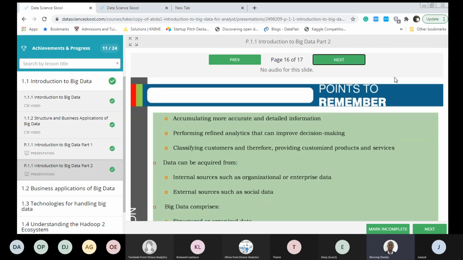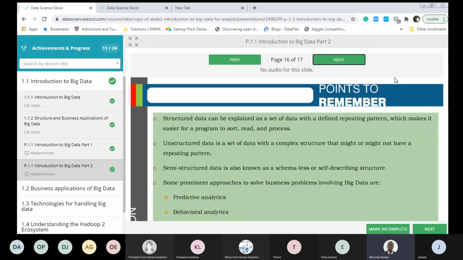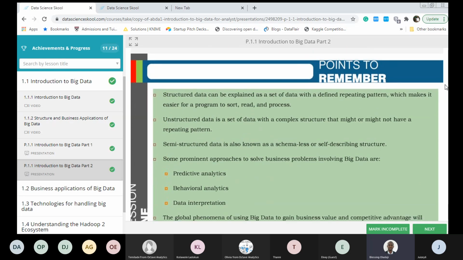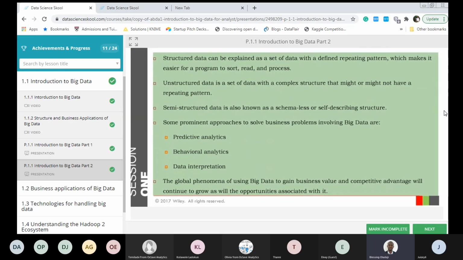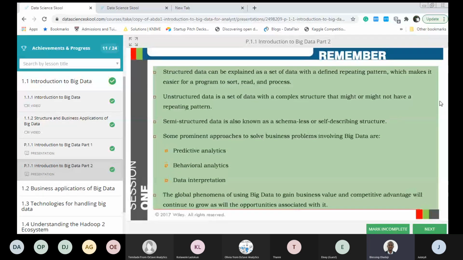We also said that big data can be sourced from social media, it can be social data, it could be machine data, it could also be transactional data. Then we also mentioned that the different approaches for analyzing big data could be predictive analytics, data interpretation, behavioral analytics, descriptive analytics, or prescriptive analytics, where you make recommendations for the next best course of action.